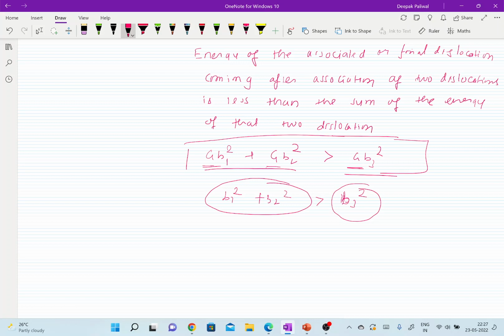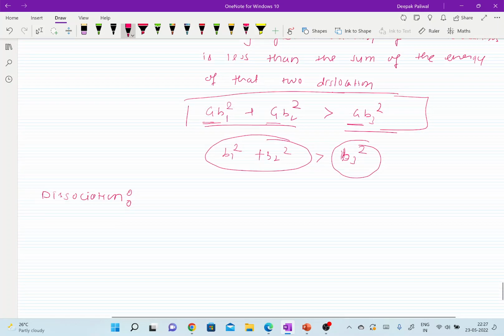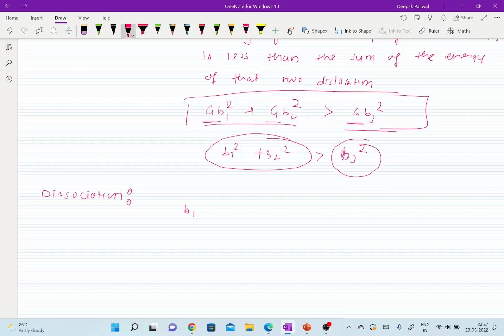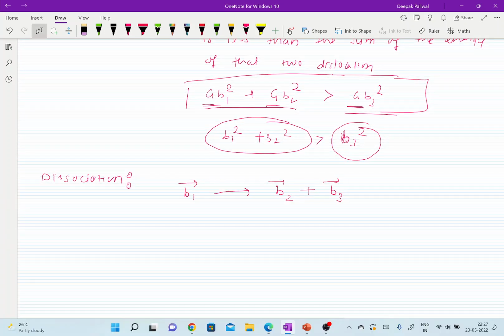Okay, so next is dissociation. What does dissociation mean? As the name suggests, suppose we have one dislocation with the Burgers vector b1. It dissociates into two dislocations with the Burgers vectors b2 and b3 respectively. This type of dissociation is possible when b1 square, that means the energy of the first dislocation, is greater than the sum of the energy of the two dislocations resulting from the first by dissociation, like b2 square plus b3 square.